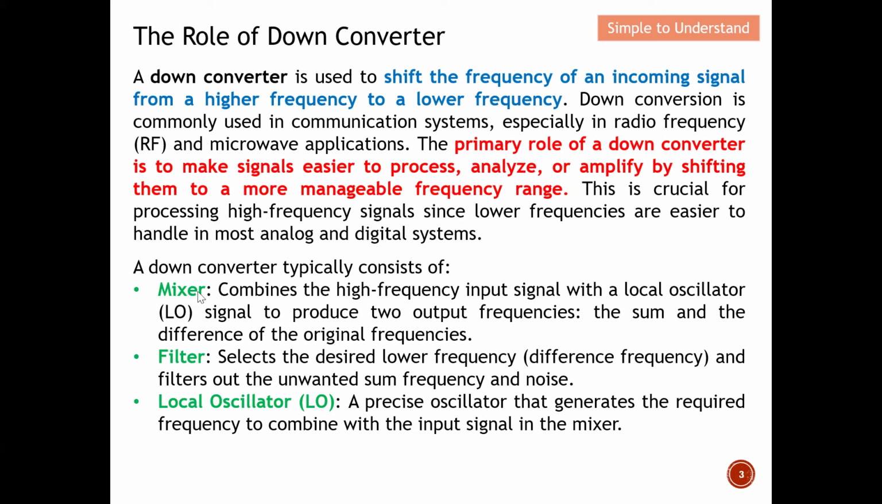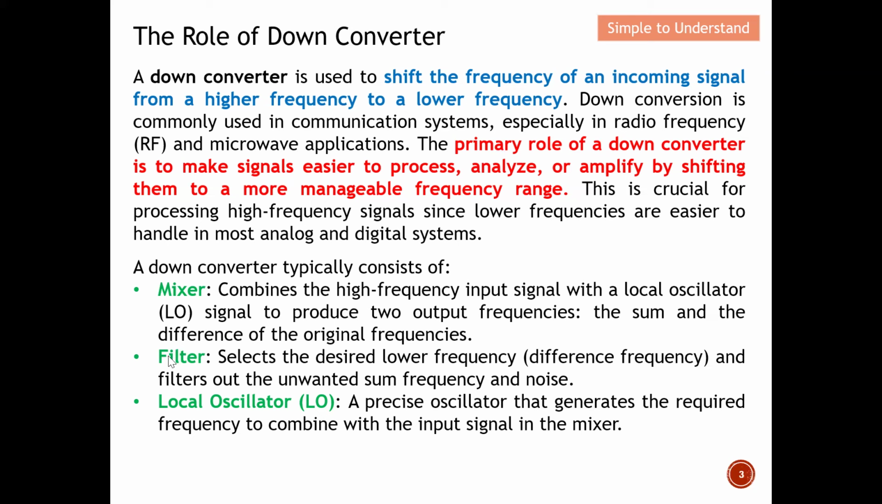So what does a down converter mainly consist of? Firstly, it has a mixer. I guess you know the key purpose of a mixer. For a receiver, it combines the high frequency input signal. At the input of the mixer is a signal that typically has a higher frequency, and then we also have the LO, the local oscillator. They will produce two output frequencies at the output of the mixer. The first is the sum, which is the sum of the RF and the LO. The other is the difference, either RF minus LO or LO minus RF. This is what is shown here.